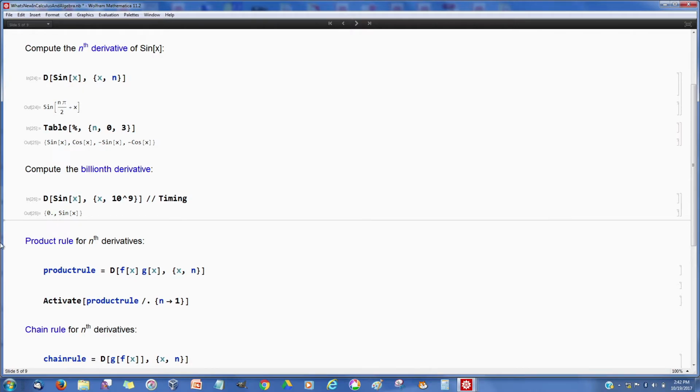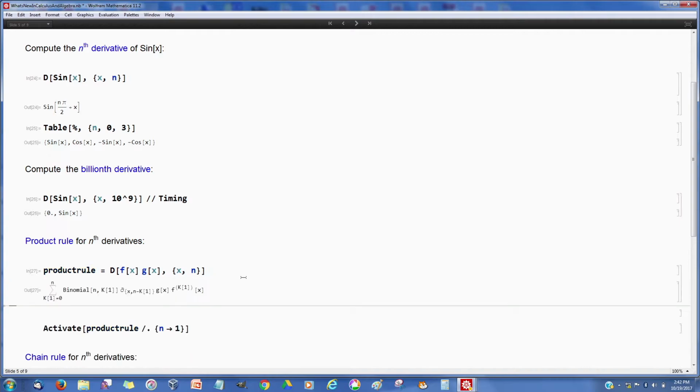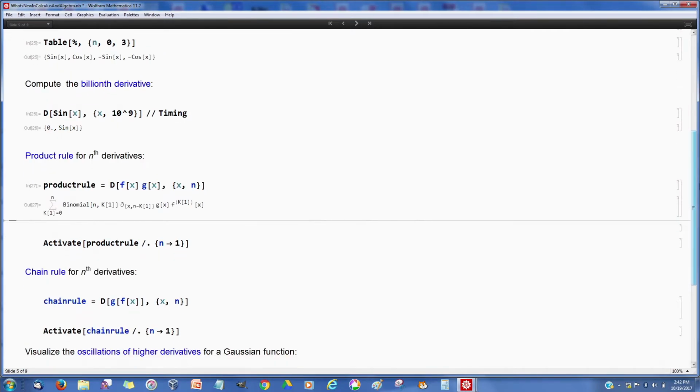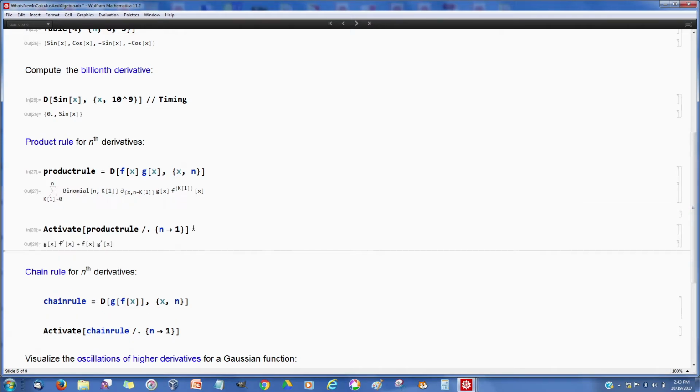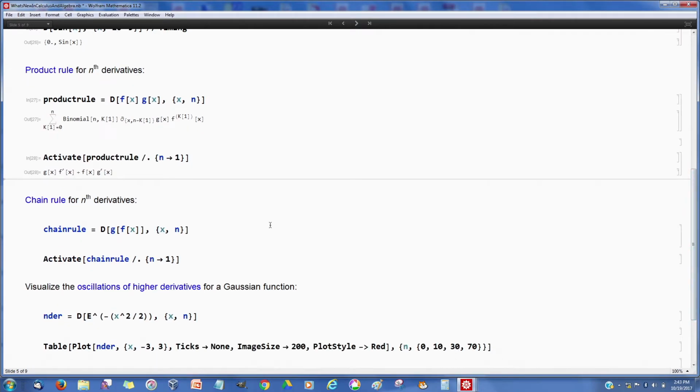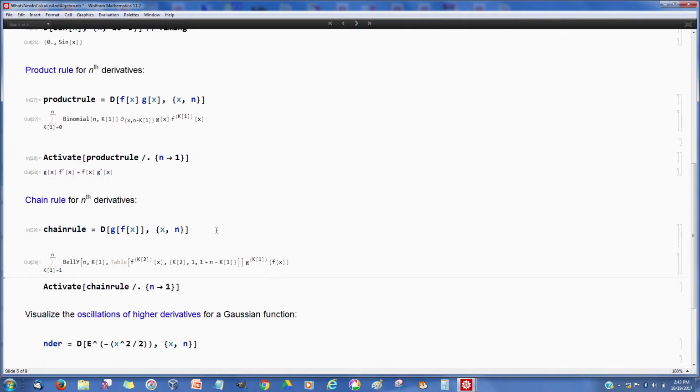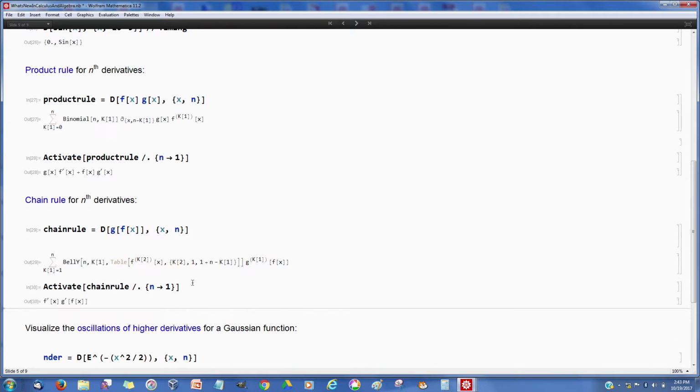And then, meanwhile, Oleg came along and talked about the Leibniz rule and the chain rule and stuff like that. So we had nice formulae very soon for the product rule that looks formidable. But if you just let n go to 1, it's just the product rule from calculus. And similarly, we had the chain rule, the Faà di Bruno rule. It's got Bell Y in it. And again, if you put n equal to 1, you get back the chain rule from college calculus.